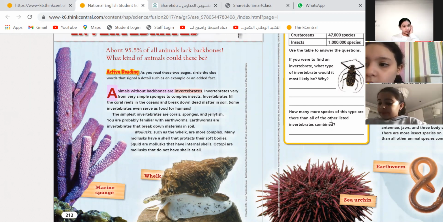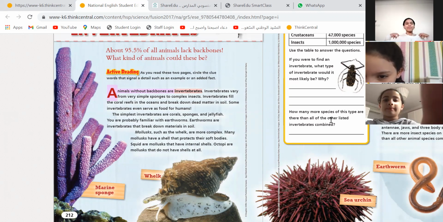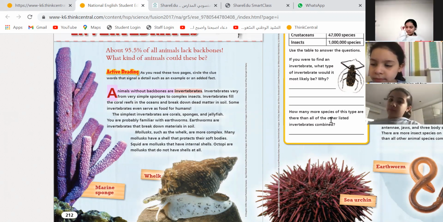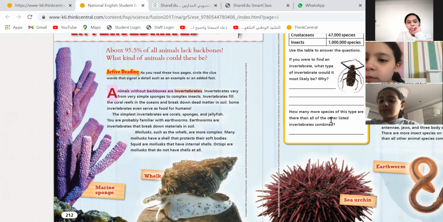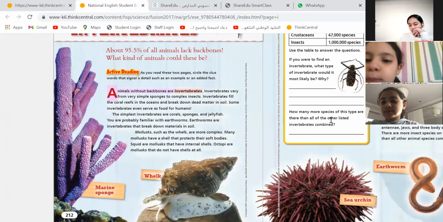What about earthworms? Are earthworms just like snakes? No, because they are very soft. They don't have a skeleton inside them. If they don't have a skeleton inside them, they must be invertebrates. They break down materials in soil. And what else? Mollusks such as the whelk are more complex.